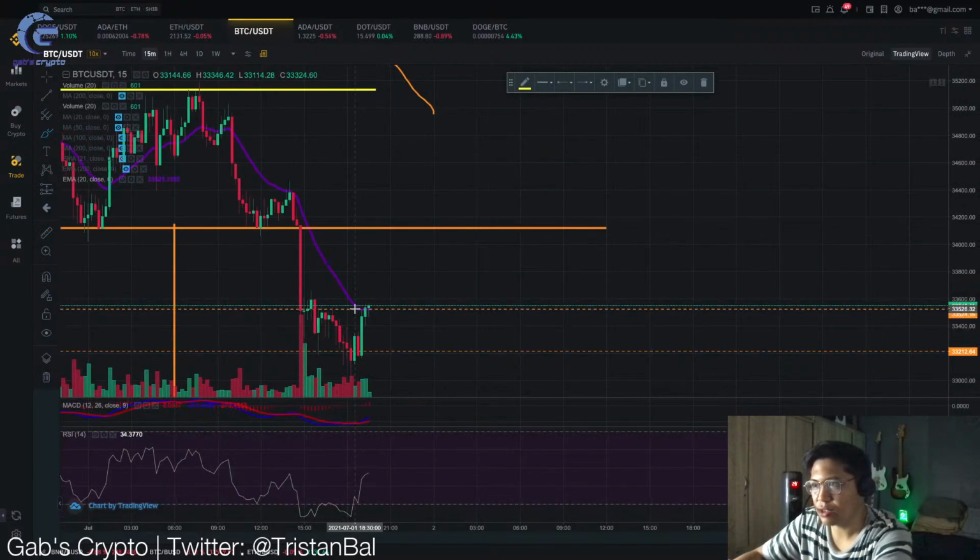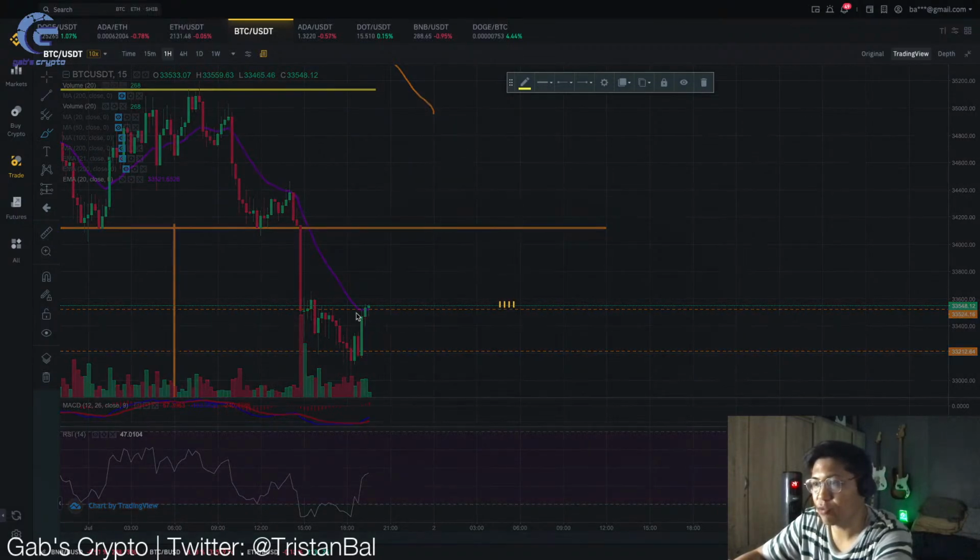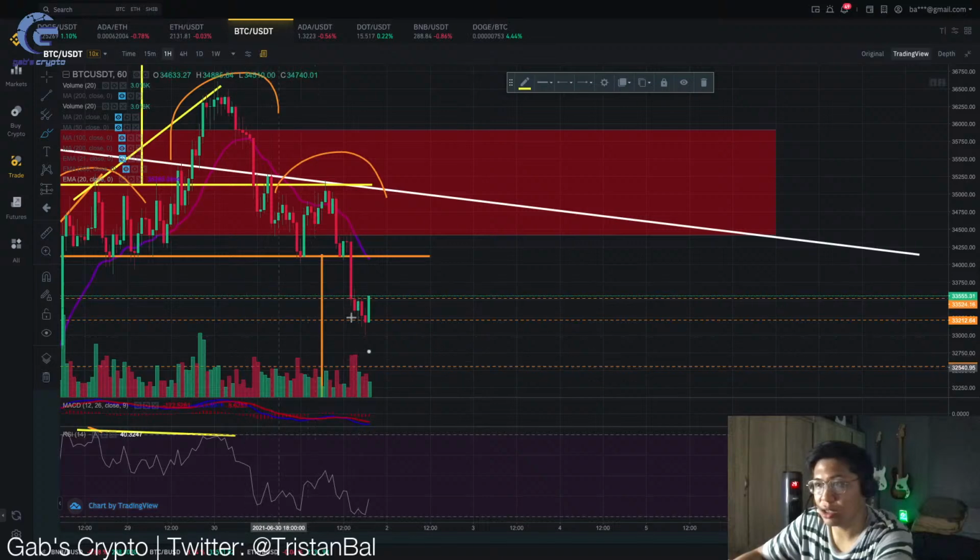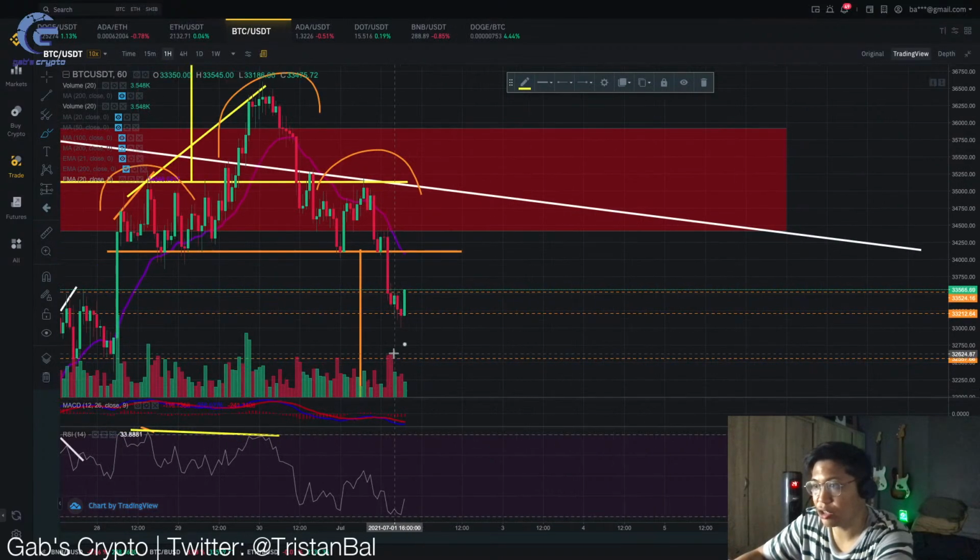So, ayun, 21 EMA yung kanyang resistance. And yun nga, mahina yung volume niya sa ating downtrend. So, mahina yung volume niya sa breakout. So, possible na baka hindi matuloy yung ating target dito fully. Dahil yun nga, mahina yung volume.